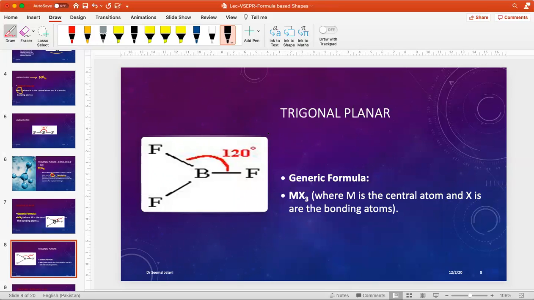The name of the shape is trigonal planar, generic formula MX3, where M is the center atom and X are the bonding atoms. Two shapes done. Let's go to the third one.